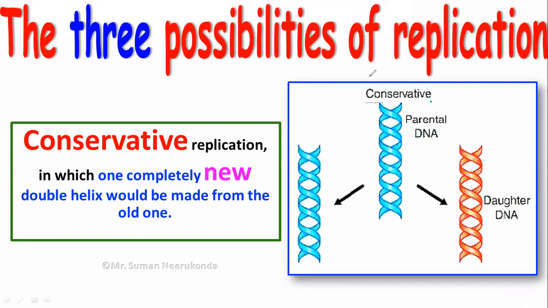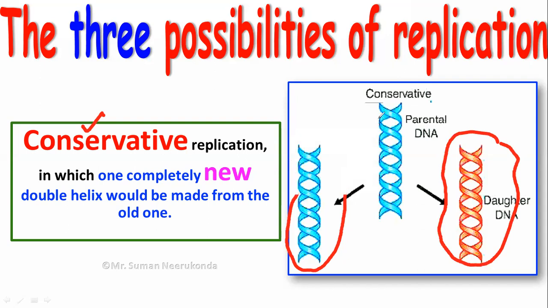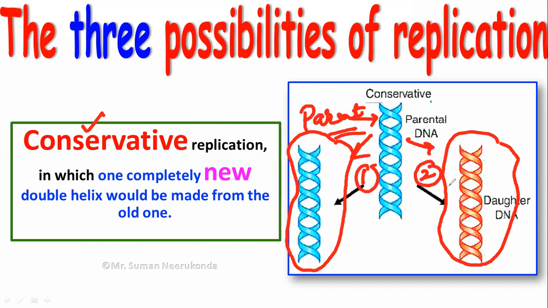We discussed that it is semi-conservative, but before that, we have to go through a few possibilities. Let's suppose we are thinking that it's conservative replication, in which there will be one whole new double helix and one will be having its daughter. Like if this is the parent, the old one, then these are the two daughters, 1 and 2. This will be the exact replica of the parent.